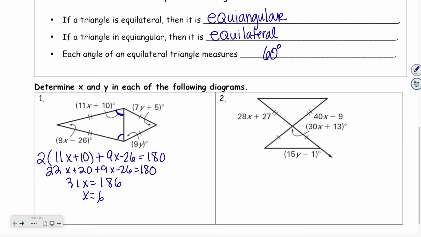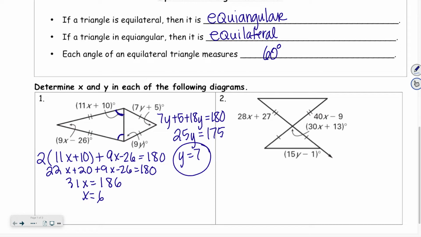Okay. So for the other one, what do we have two of? The 9y or the 7y plus 5? 9y. Okay. So we have 7y plus 5 plus 18y equals 180. Why do you have 2 of the 9y? How many angles are in a triangle? Oh, wait, I see it. So that gives me 25y equals 175. So what does y equal? 7. Y equals 7.